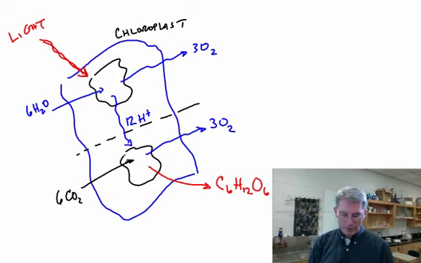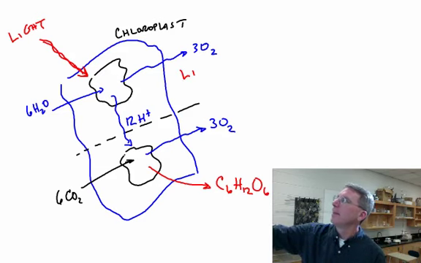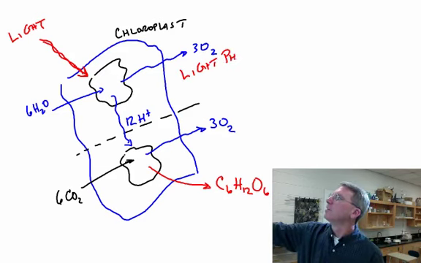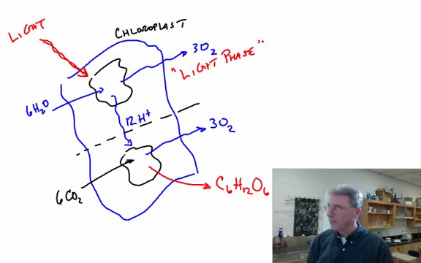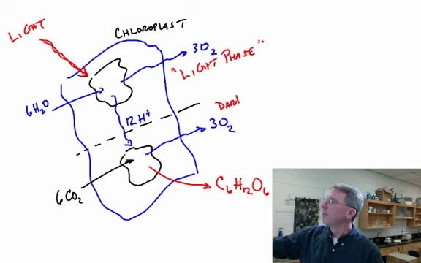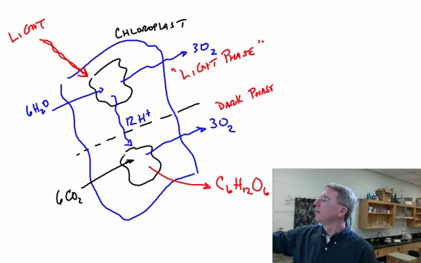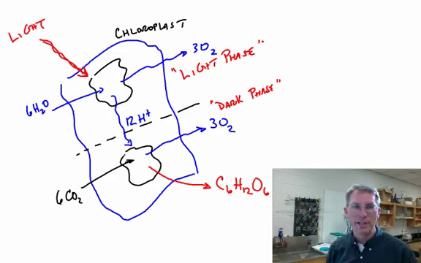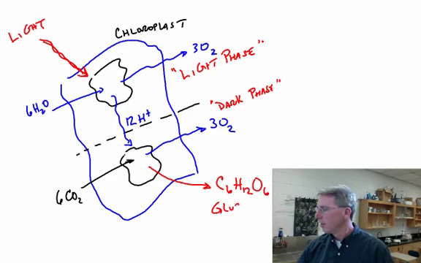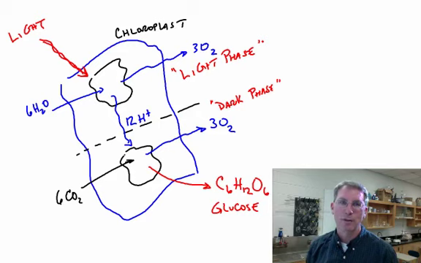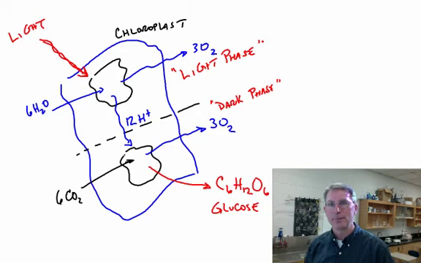Those 12 hydrogens down here are going to go from the light phase, so we'll call this our light phase of photosynthesis. The 12 hydrogens will come out of there and go down into the dark phase of photosynthesis. And in that phase, the 12 hydrogens will join up with 6 carbon dioxides to make a glucose, C6H12O6, and 3 more oxygens. So we wind up getting a total of 6 oxygens out at the other end.